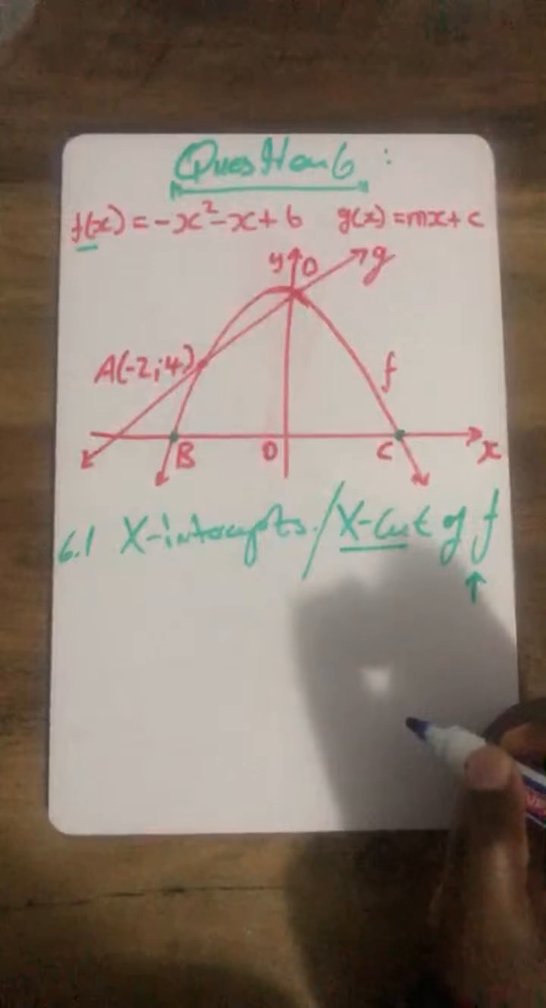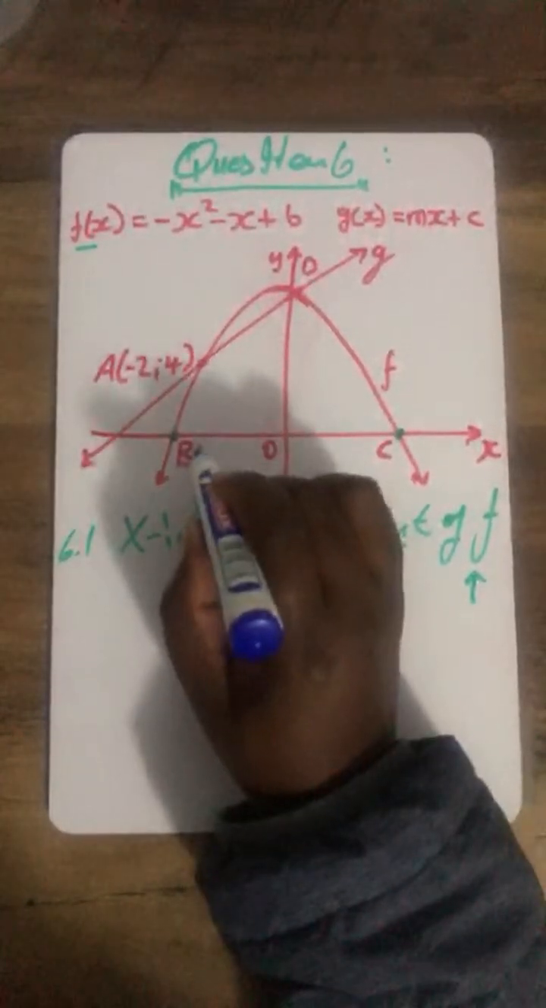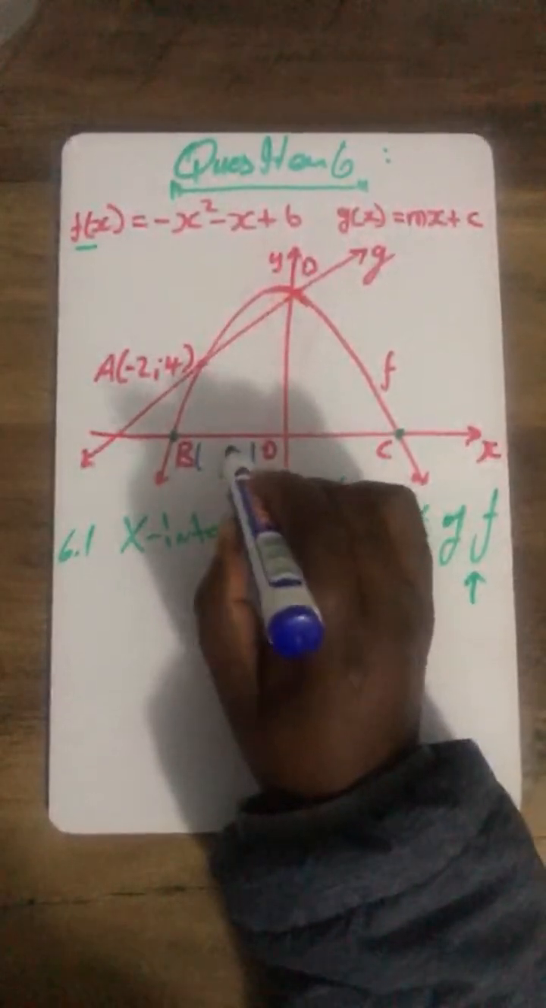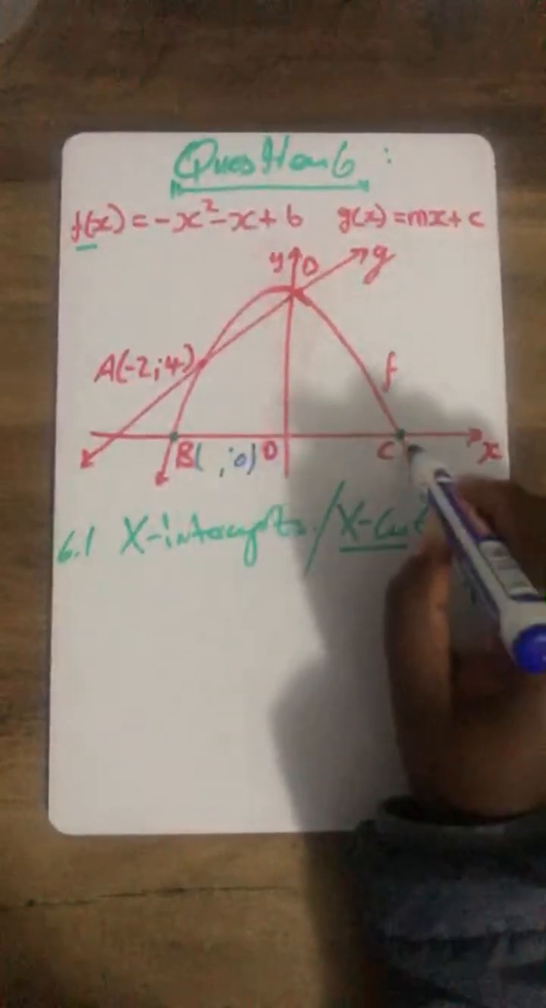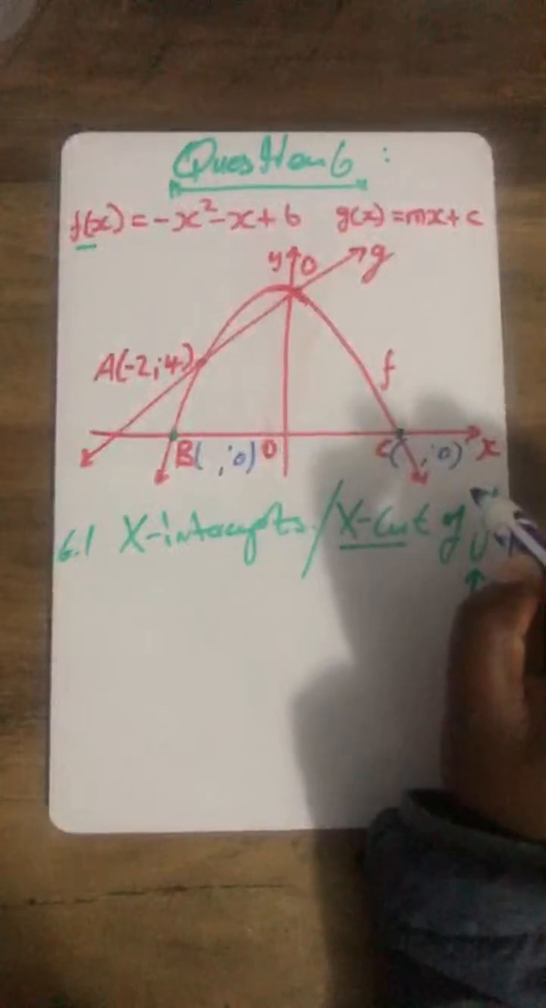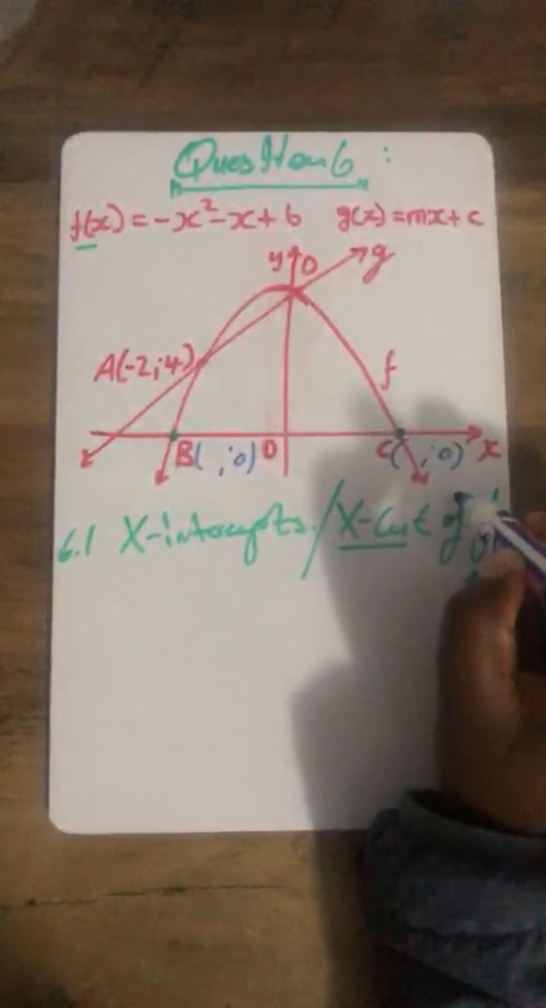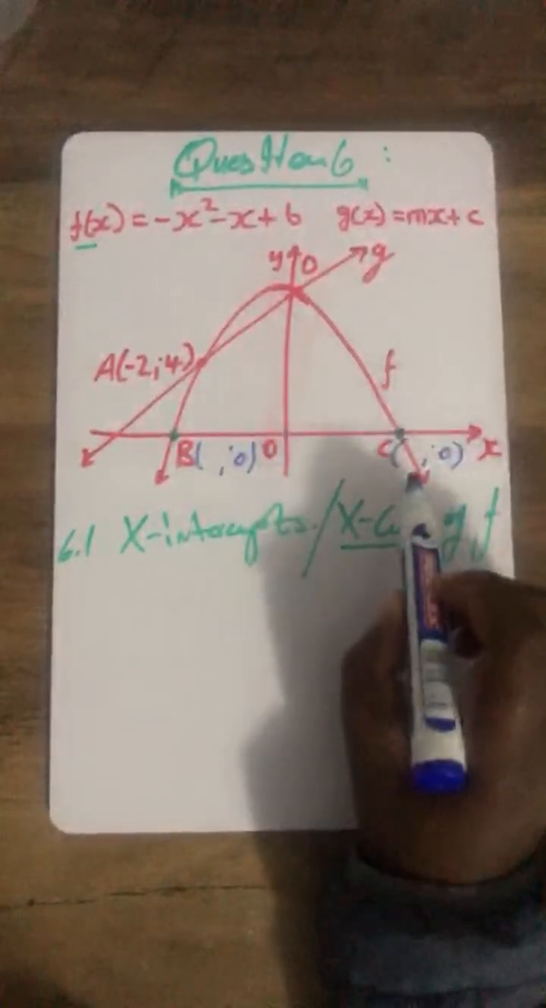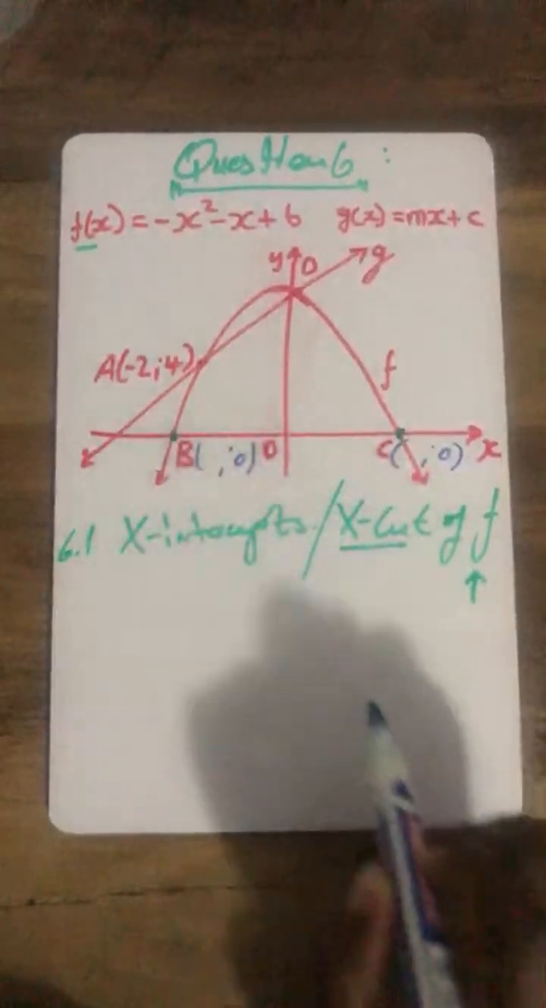So this is what happens, honorable members. You just need to remember that at that point B, something is 0 there. That is why. Even at C, something is 0 there, honorable members. That is why. So what you do not know is the x value.